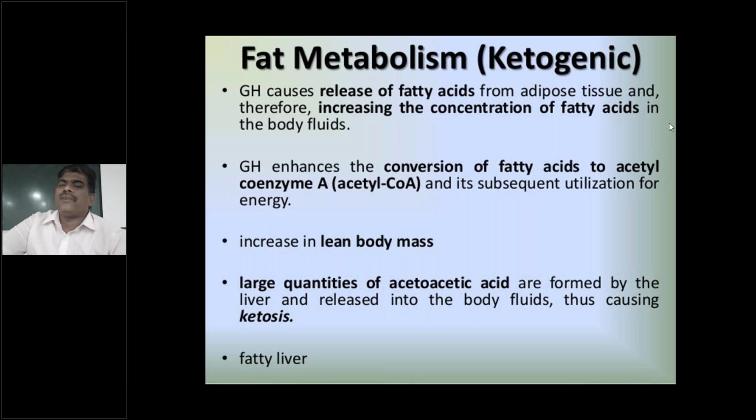and the release of the acetyl-CoA takes place via beta oxidation, and these acetyl-CoAs enter into the TCA cycle. From the TCA cycle, it enters into the electron transport chain and generation of ATP synthesis. And this growth hormone enhances the conversion of fatty acid to acetyl-CoA. So acetyl-CoA is the key molecule in our body. For this conversion of fatty acid to acetyl-CoA, growth hormone is essential, and increases the lean body mass.